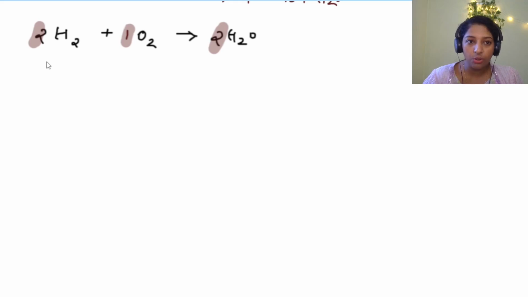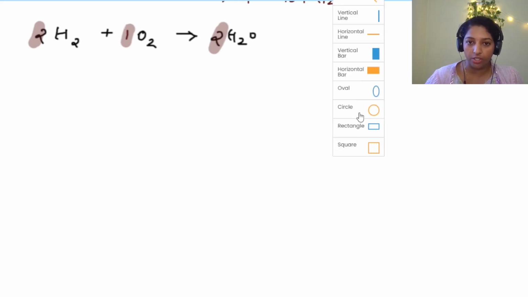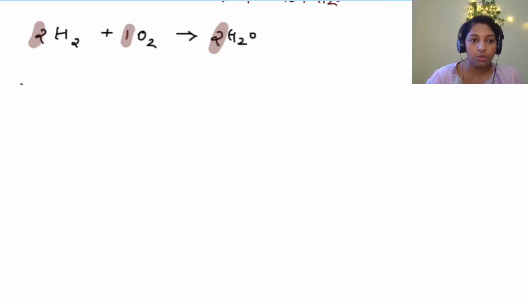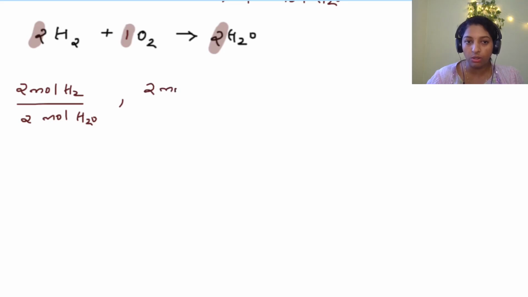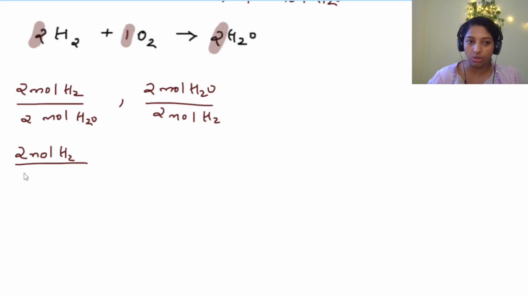So what ratios can you write from this balanced chemical reaction? For 2 moles of hydrogen, you can write the mole ratio with 2 moles of water, isn't it? Because hydrogen and water are related in this ratio. The reciprocal is always the same: 2 moles of water over 2 moles of hydrogen. Similarly, 2 moles of hydrogen you can relate with the oxygen. So 1 mole of oxygen only. The reciprocal is always true. 1 mole of oxygen requires 2 moles of hydrogen.